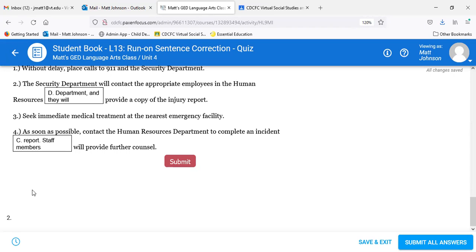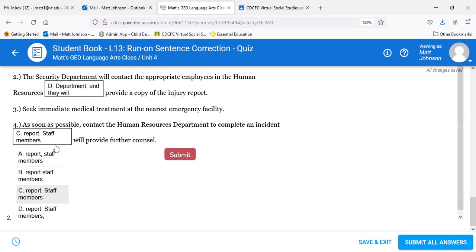So as soon as possible, contact the Human Resources Department to complete an incident report. Okay? Each sentence. Staff members will provide further counsel, complete sentence. So we're just breaking those up. Why do we do that here? Based on our options, right?